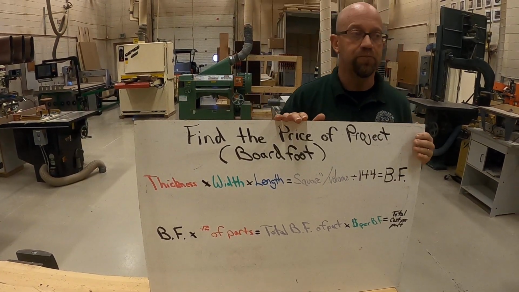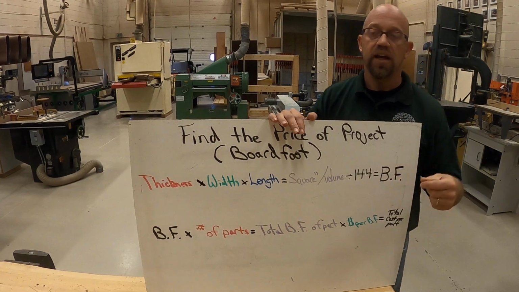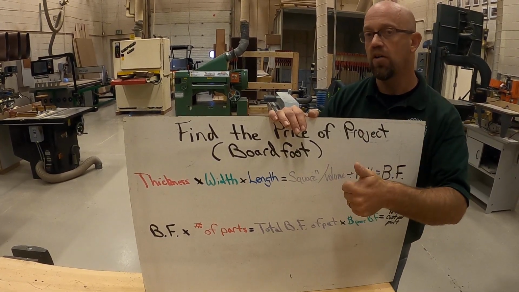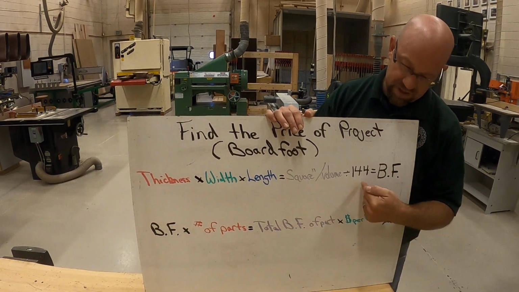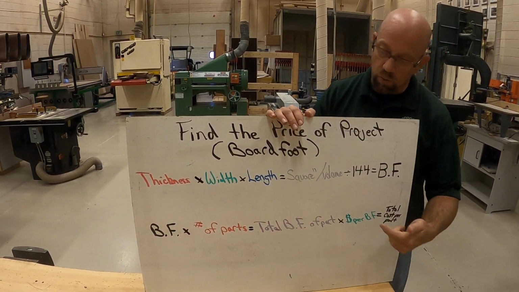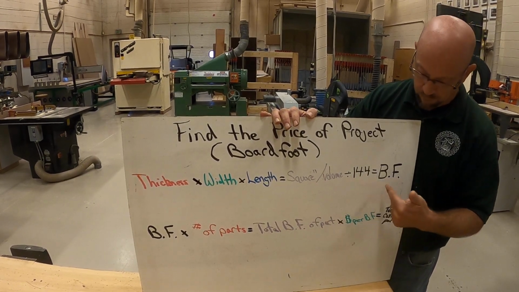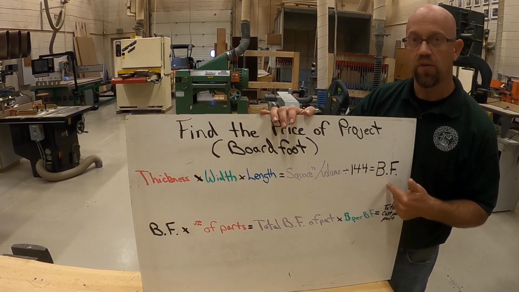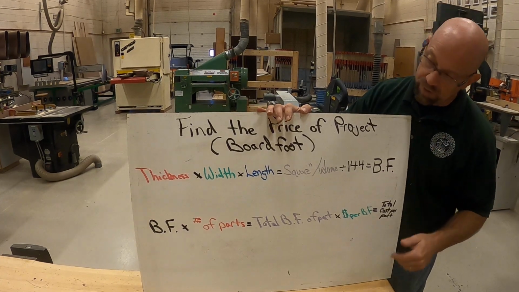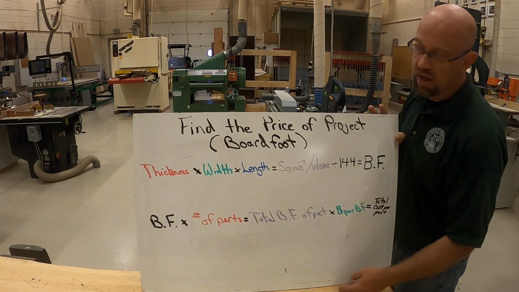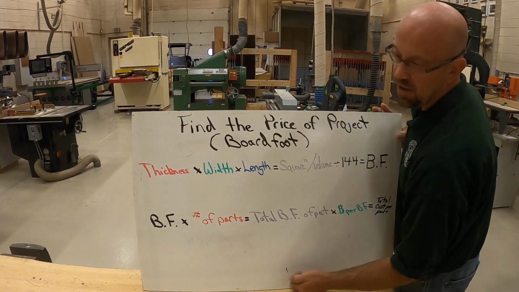If you remember in our past video, a foot is 12 inches, right? And 12 times 12 is 144. That's where we get that number. So once you've taken the total square inches, divide that by 144, that's going to give you the board feet per part.